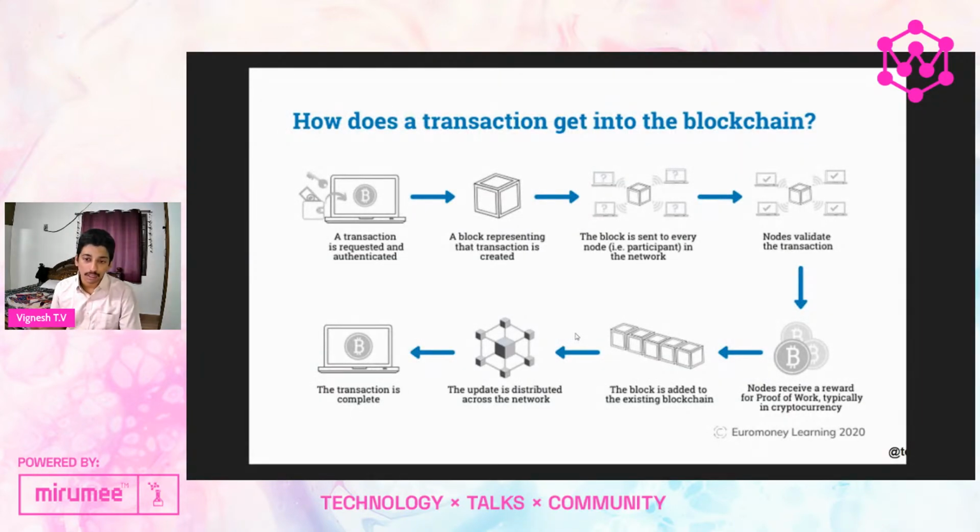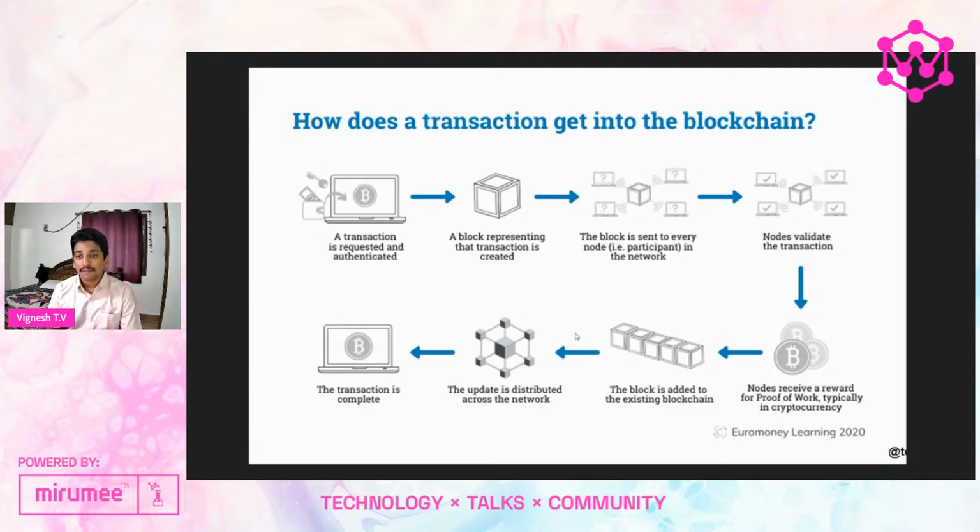So this is how the process looks in blockchain. A transaction is requested and authenticated. First of all, you initialize the transaction, and then a block is created for the transaction. Once you create a transaction, the data is sent to every node in the respective blockchain network. So for instance, if you create a block in Ethereum mainnet, the same block information or metadata is published to all the nodes in the Ethereum mainnet blockchain.